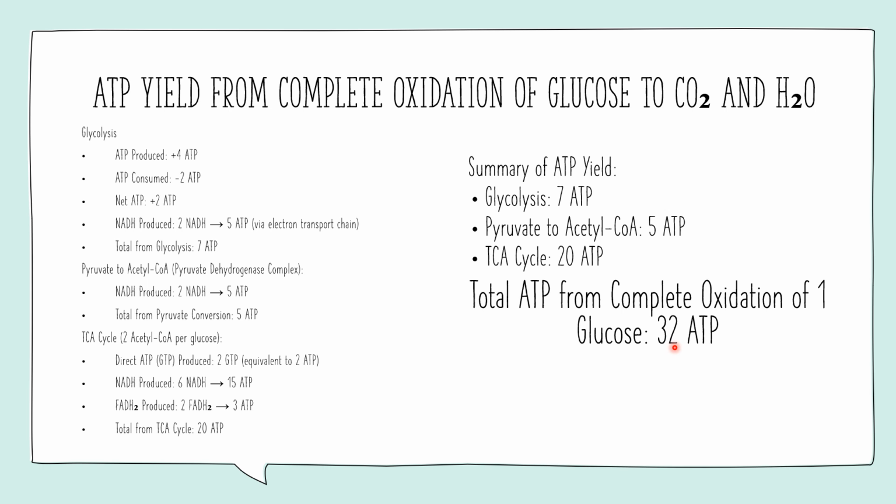Some books will talk about 30 to 32 ATPs, but this will depend on how this NADH gets into the mitochondria, whether through the malate shuttle or the glycerol 3-phosphate shuttle. We're going to talk more about these 2 shuttles as we discuss lipid metabolism.